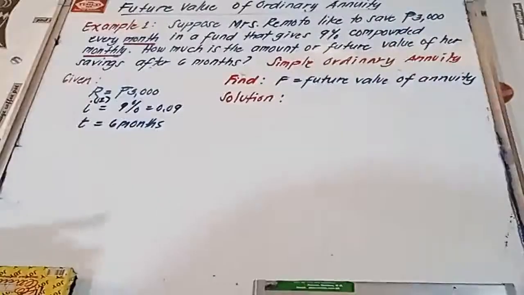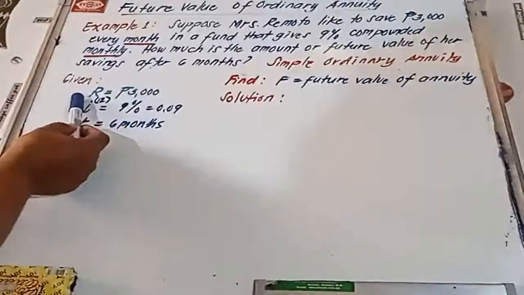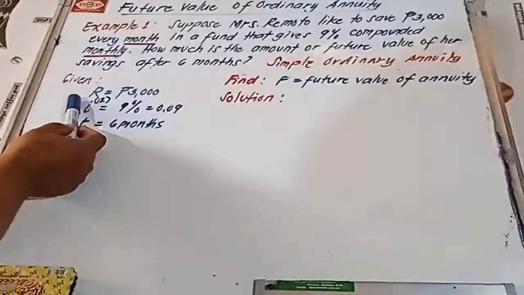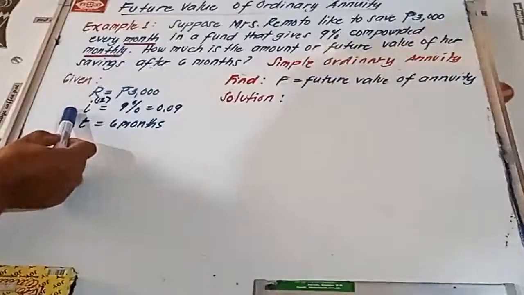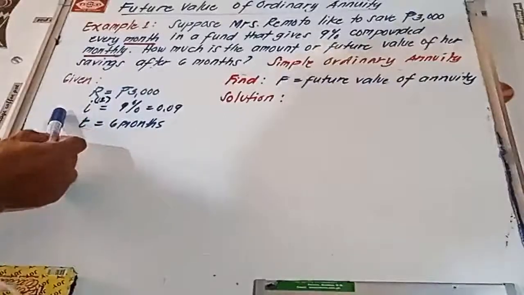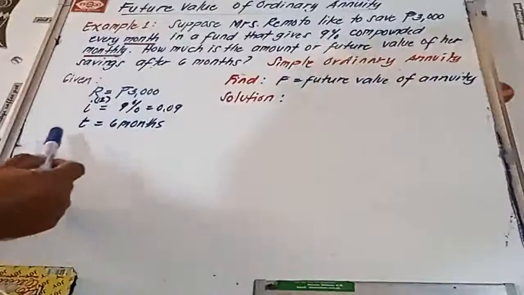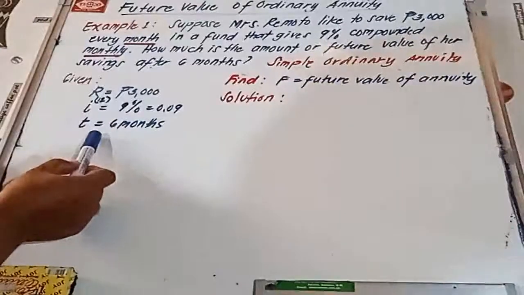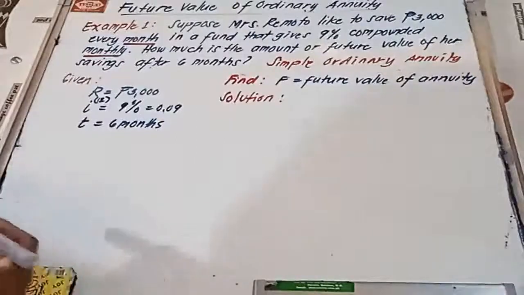And then, ito yung mga given values natin. We have R, the payment interval or the savings of Mrs. Remoto is 3,000 monthly. We have the annual interest rate, the symbol is i to the 12, in parentheses, that is 9% or 0.09 in decimal. We have the term is 6 months. Okay? So, ibig sabihin, 6 na beses siyang magse-save ng 3,000.